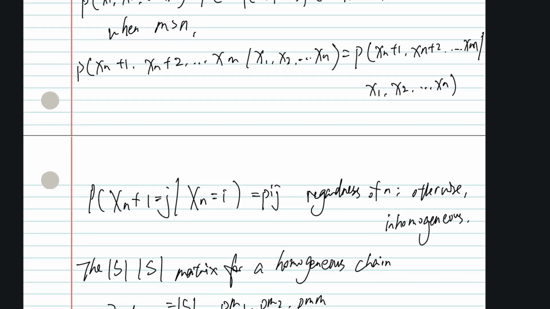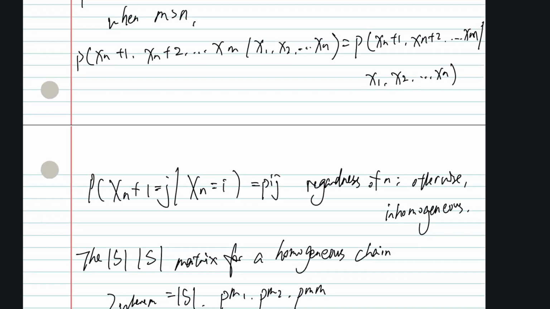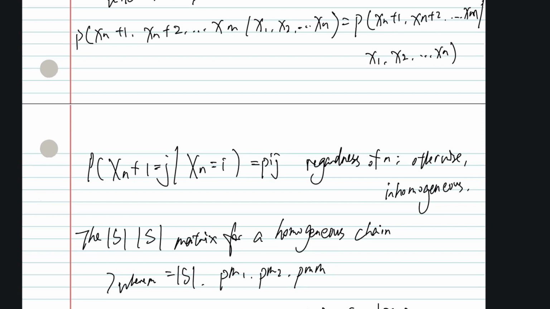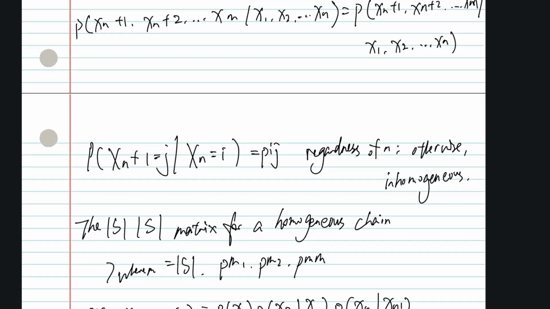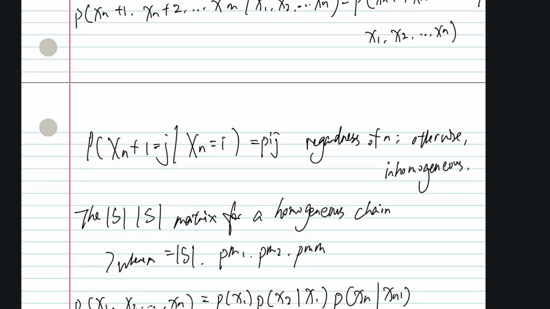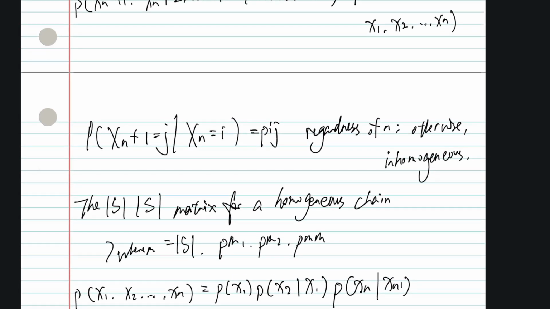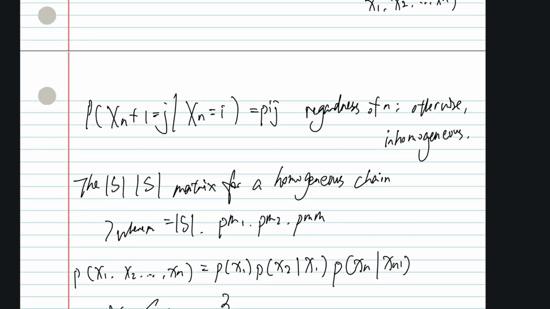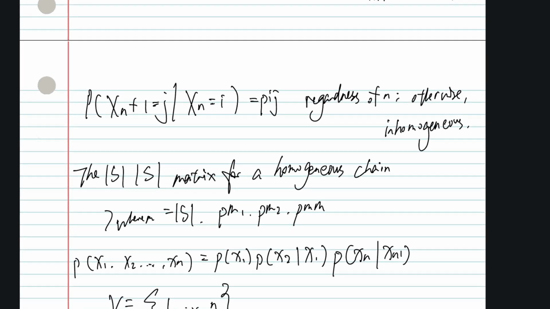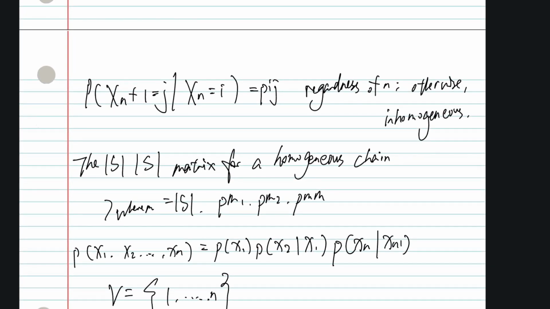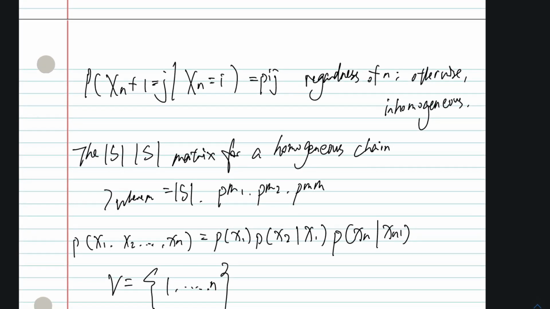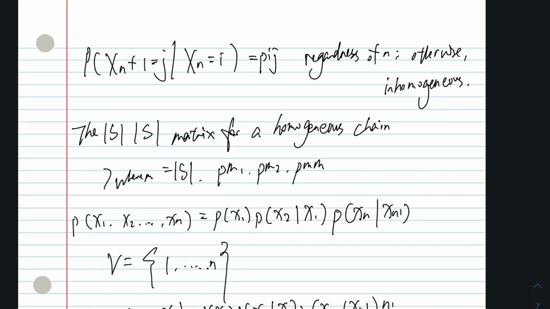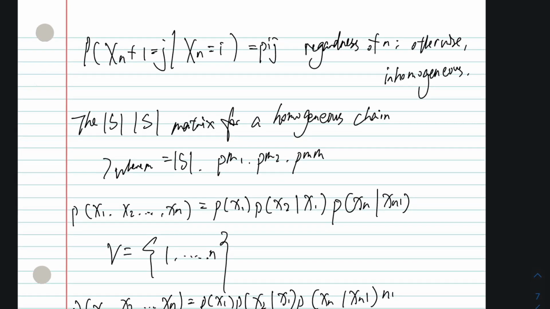equal to P(x_1) P(x_2 | x_1) ... P(x_n | x_{n-1}), and when m bigger than n, P(x_{n+1}, x_{n+2}, ..., x_m | x_1, x_2, ..., x_n) equal to P(x_{n+1}, x_{n+2}, ..., x_m | x_n), and P(X_{n+1} = j | X_n = i) equal to p_ij regardless of n, otherwise inhomogeneous.